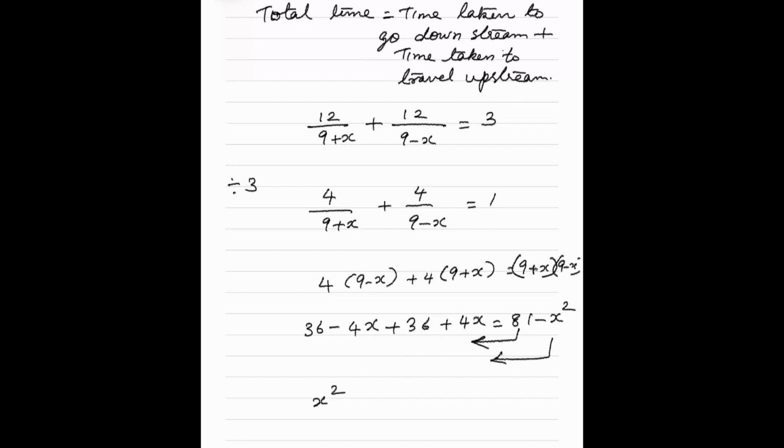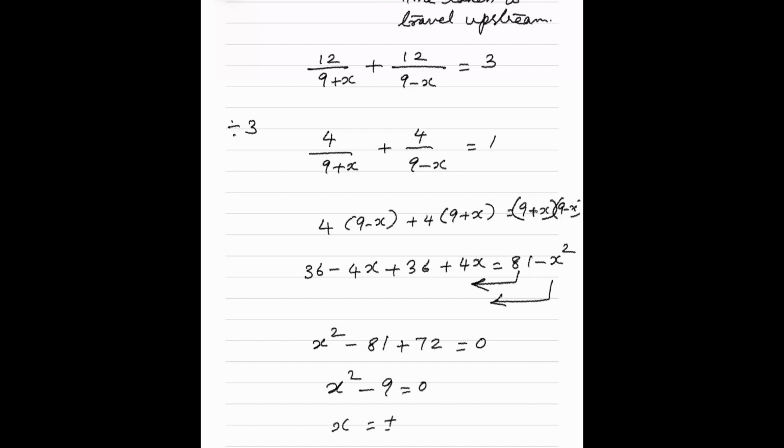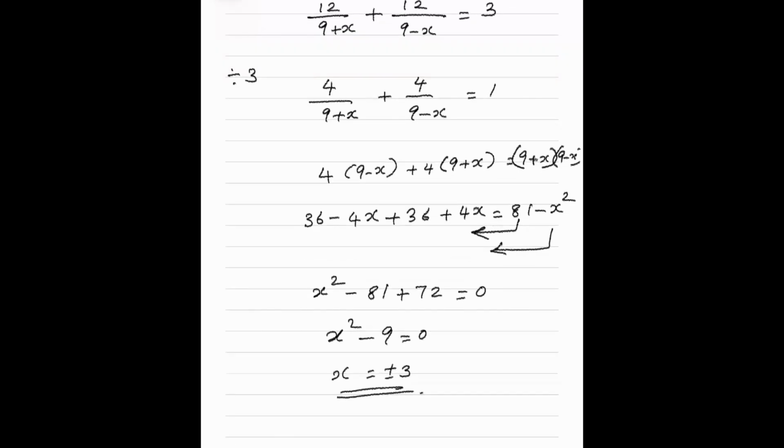So x square, there is no x term now. x square minus 81 plus 72 equal to 0 is 9 equal to 0. So x is plus or minus 3. Did you understand? Yes, ma'am. So x is plus or minus 3, but we will consider only x is equal to 3.